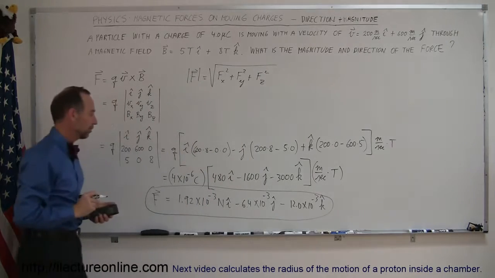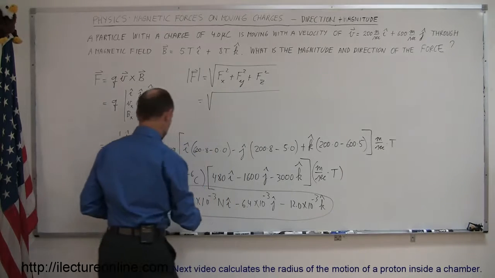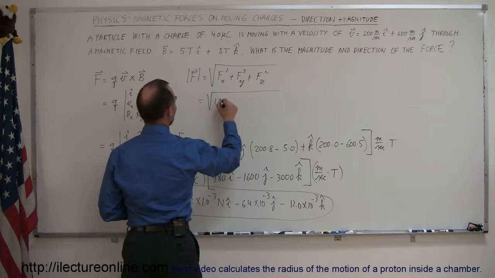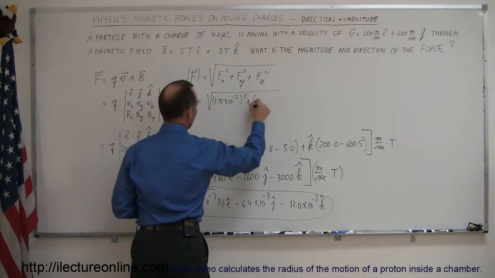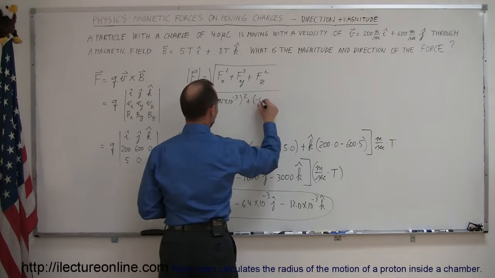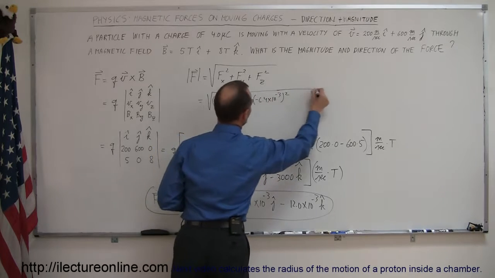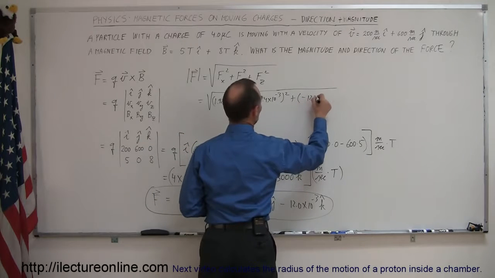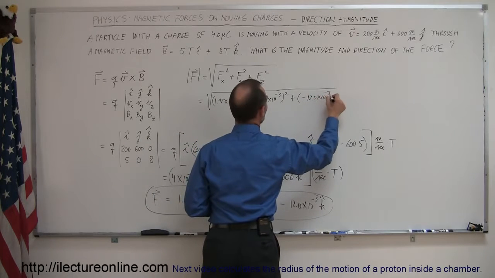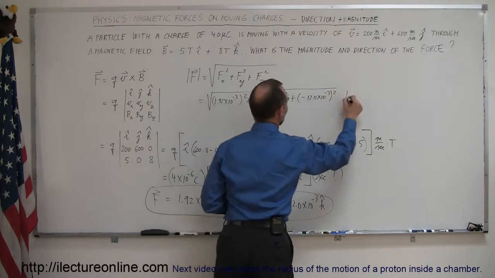So if you want to find the magnitude, that would be equal to the square root of 1.92 times 10 to the minus 3 quantity squared, plus a minus 6.4 times 10 to the minus 3 quantity squared, plus a minus 12.0 times 10 to the minus 3 squared. And this whole thing will then be in terms of newtons.